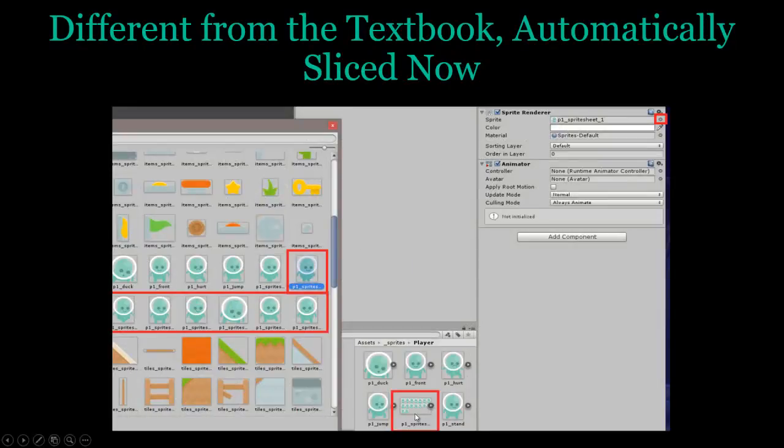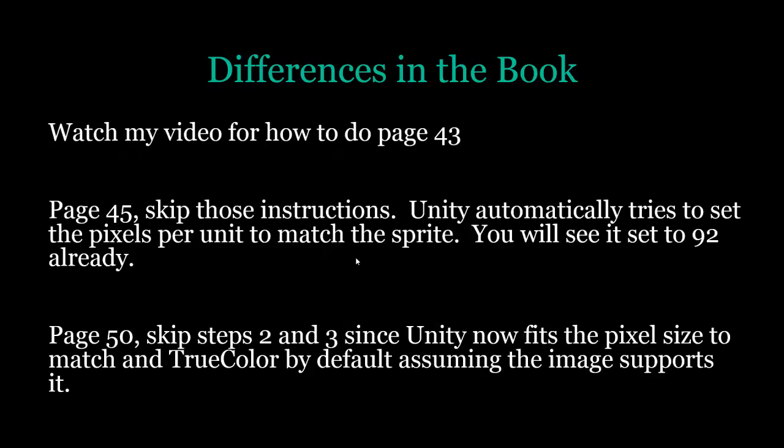Your book shows a picture where they just show you the sprite sheet, but over here you don't see the sprite sheet, you actually see your sprites already cut up. So make sure you're ready for that. I'm going to do a video about this week's stuff through the book and what's different. But on page 45, you're going to skip those instructions because nowadays, with the current version, Unity already sets your stuff to 92 pixels per unit.